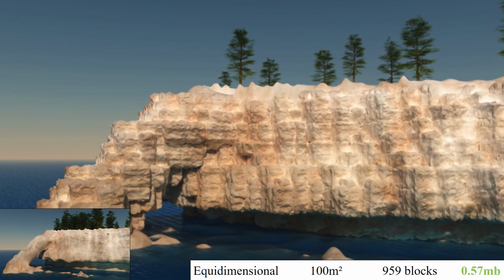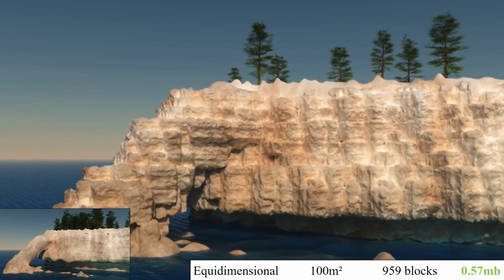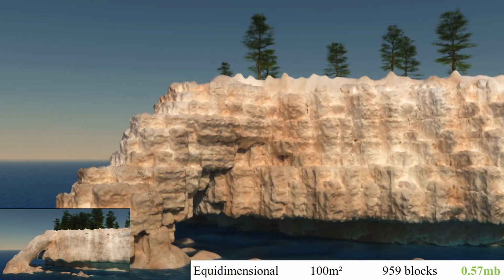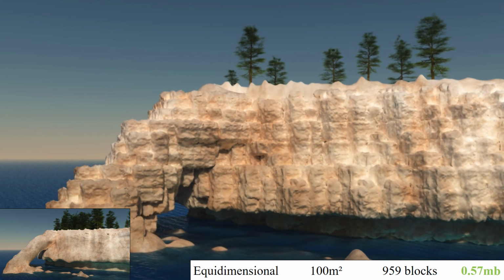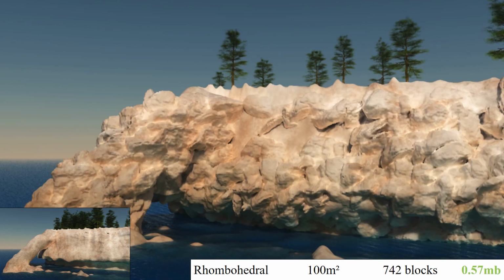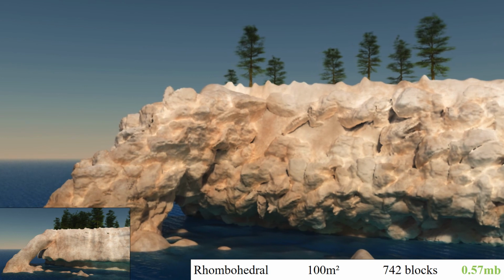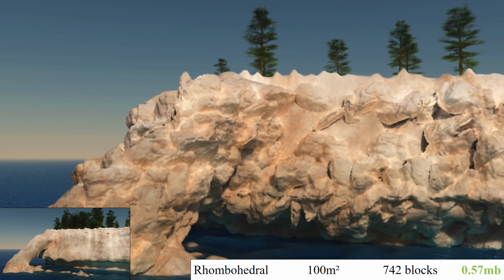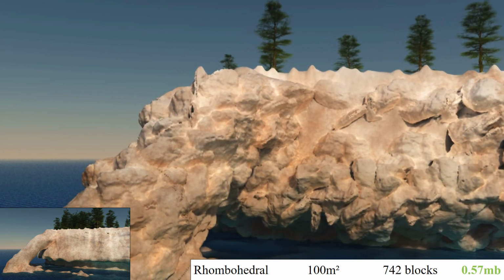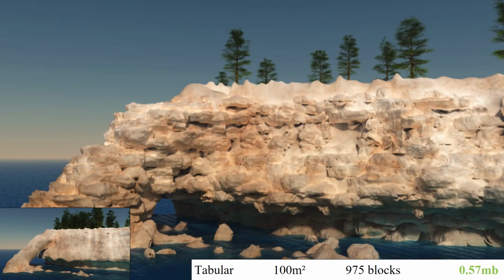Here is a volumetric coastal scene made of an arch and overhangs, amplified with equidimensional blocks. You can see the initial terrain T at the bottom left of the screen. Here is the same scene amplified with rhomboedral blocks, and finally with tabular blocks.